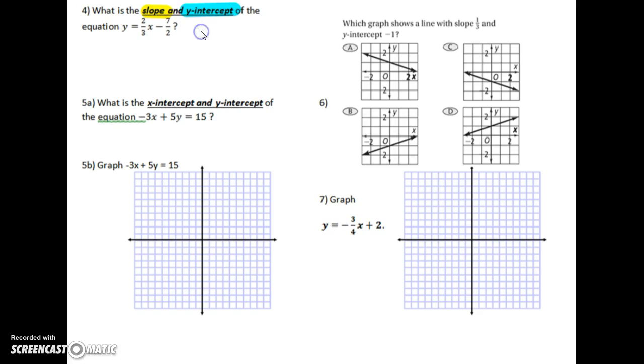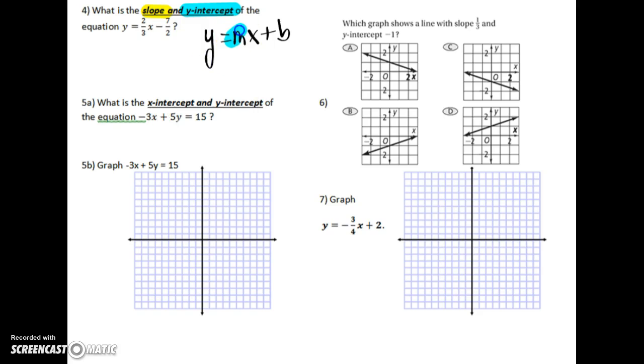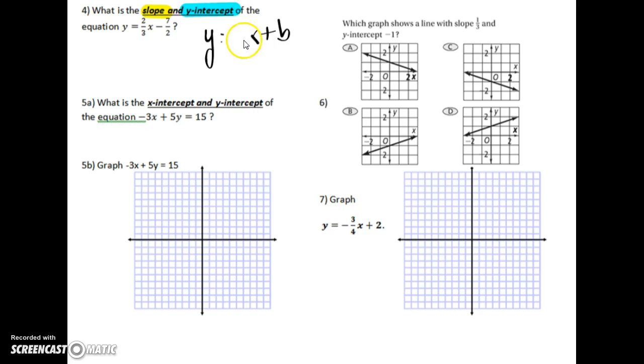Here's what you know. You know that your equation is y equals mx plus b. The m always stands for your slope. Oops, that's the wrong color. Sorry about that. The m always stands for your slope, and so we'll get that. Your slope always lives right in front of the x. And then the b always stands for your y-intercept.